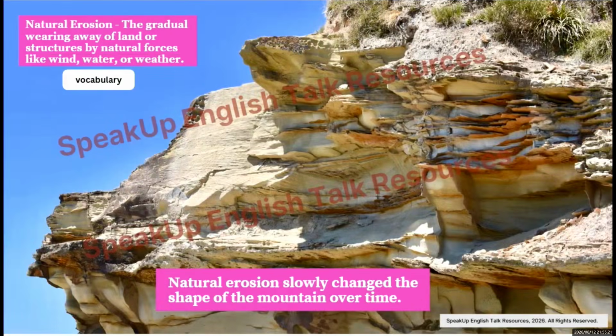Another vocabulary, for example, or a term, natural erosion. So if you look at this picture here, these rocks, right? Part of it has fallen off, and so there's natural erosion here. And here is another sentence for that.